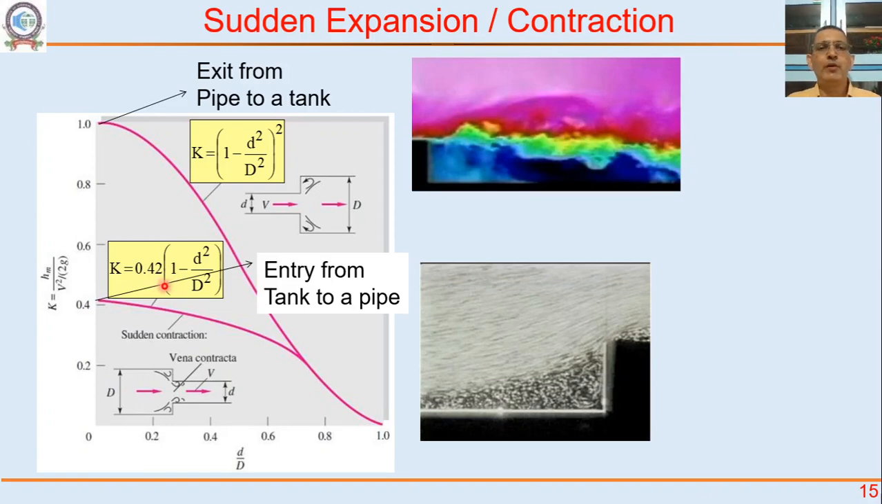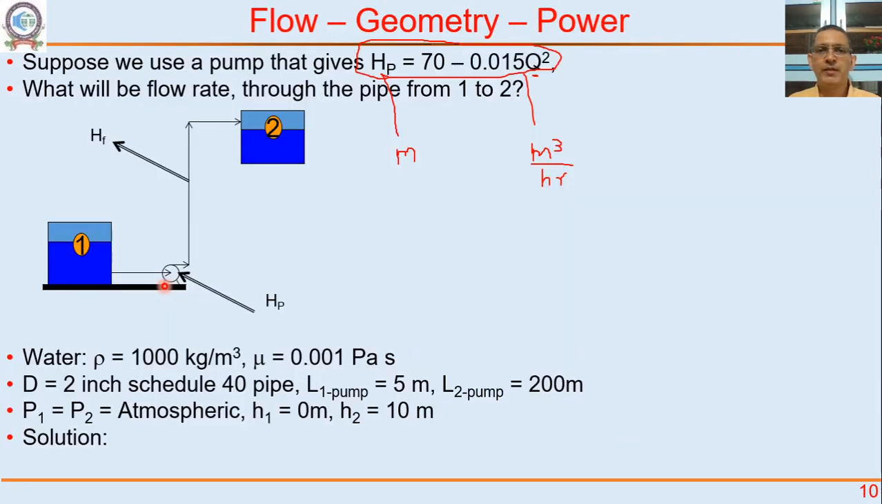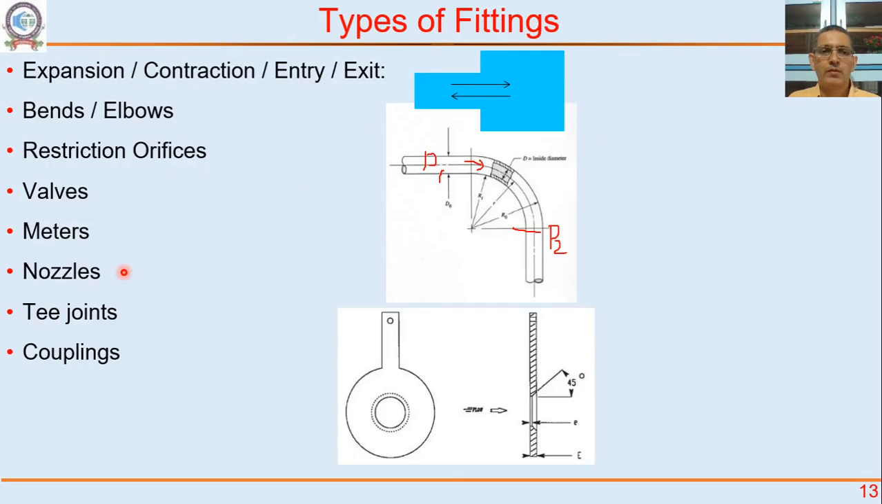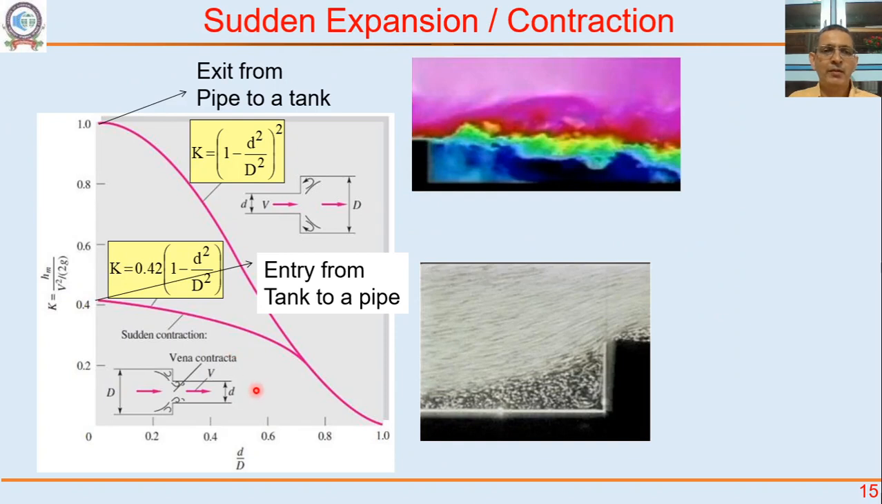Okay. So if you think about a tank, we've seen all these things. See this tank. So flow is going from the tank suddenly to a pipe, from a larger diameter to a smaller diameter. And in this case, the larger diameter is very large as compared to the smaller diameter, so this is practically negligible. So the head loss coefficient for entry of a fluid from a tank into a pipe is 0.42.